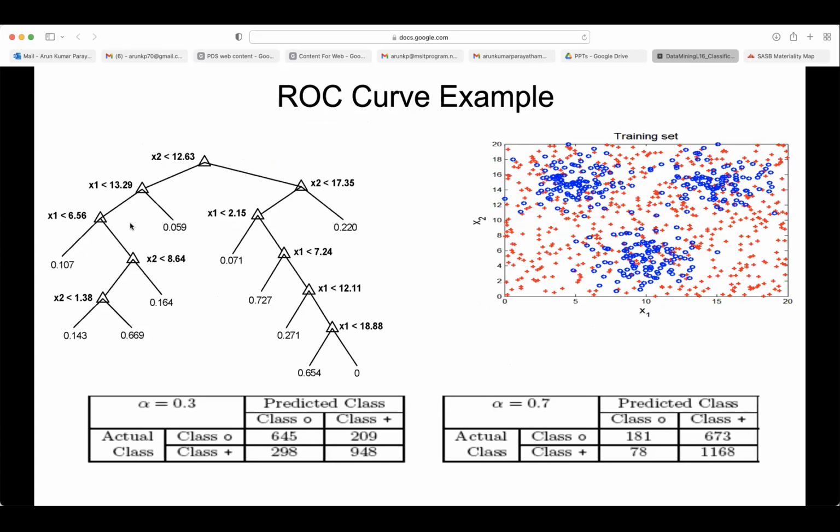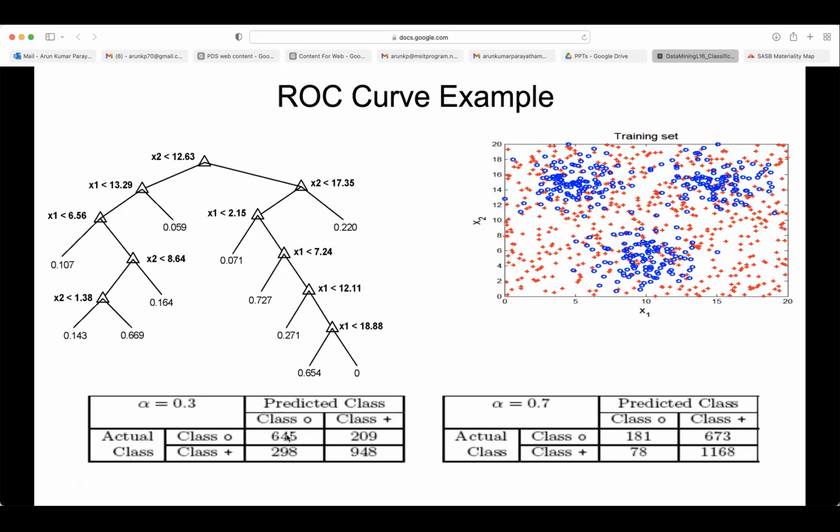So here an example is given. Alpha equal to 0.3, then predicted class, class plus, then actual class. Usually what happens is, let's say you have 645 plus and 298 at one leaf, by majority you will declare everything as positive.